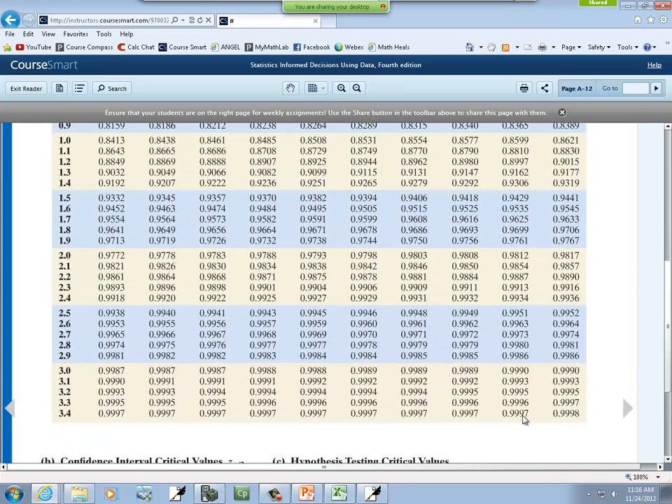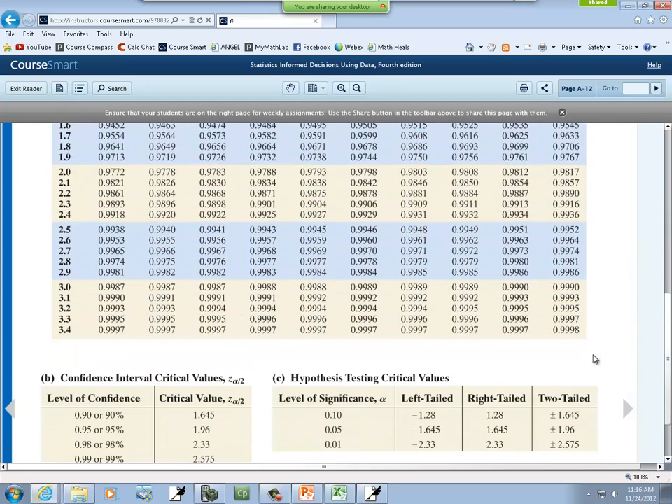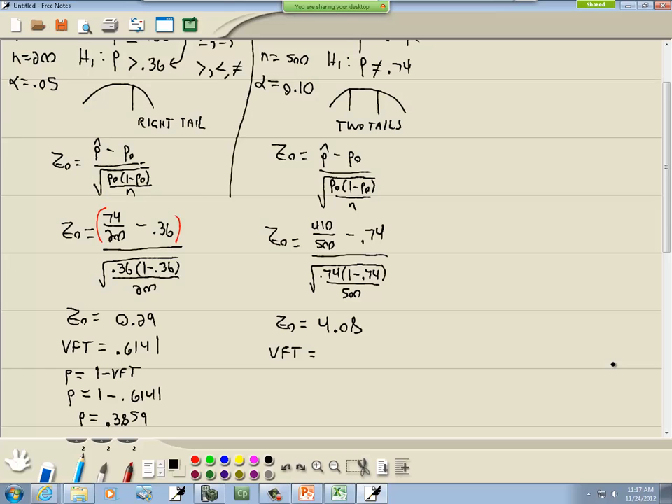4.08, it doesn't go that high. It goes to 3.49. Now, see how these go from 0.9997, 0.9997, and so forth? All I can really say is it's either going to be greater than or equal to 0.9998. So I'll go with equal. 0.9998, three nines and an 8. That's our value from the table.